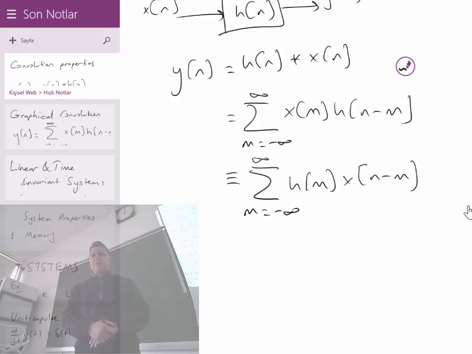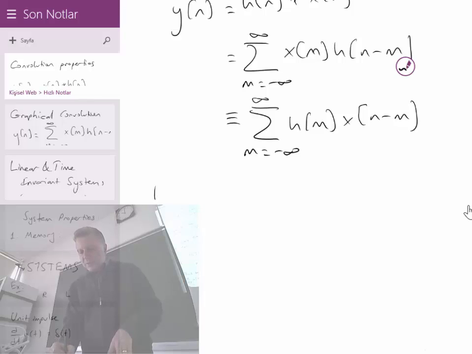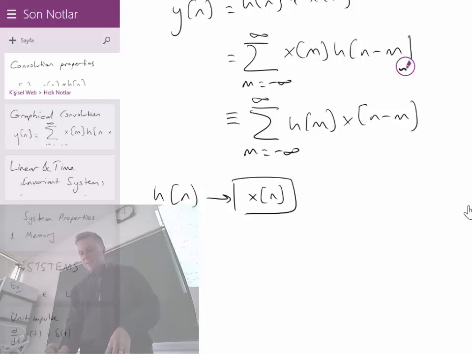So the response is not aware whether it was the input or it was the impulse response that produces the output. In other words, the system is equivalent to this. H of n is an input signal. H of n is an impulse response, but it's a signal. It's a function. You can draw it on the discrete axis. Just think of it as a signal input to a system whose impulse response is x of n. And the output is again y of n.